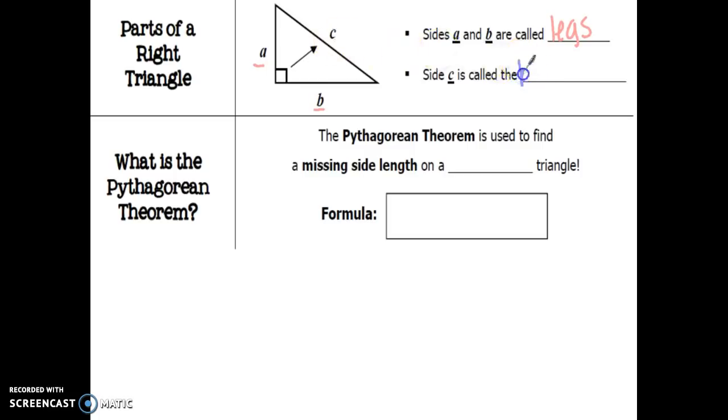And side C is called the hypotenuse. And the hypotenuse is not interchangeable. The hypotenuse is always going to be opposite our 90-degree angle. So this side is always going to be C. And so we can say that the hypotenuse is always opposite our right angle.